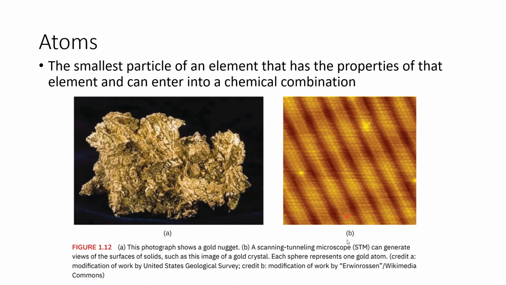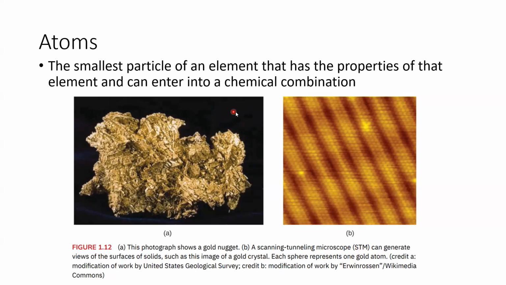And then on the right here, you can see a scanning tunneling microscope. So this is going to be a very high-powered microscope. And we can see in this case, each of these little circles is actually representing a single gold atom. But these microscopes are much higher power than a traditional microscope that you might use in like a biology class to examine maybe like a cell or something like that, because these atoms are going to be much, much tinier.